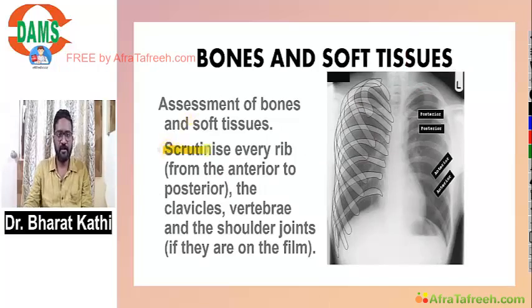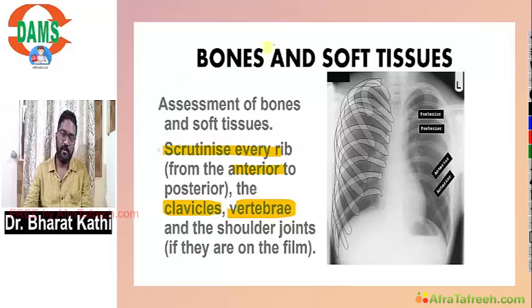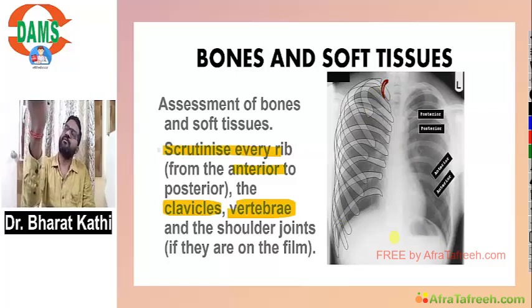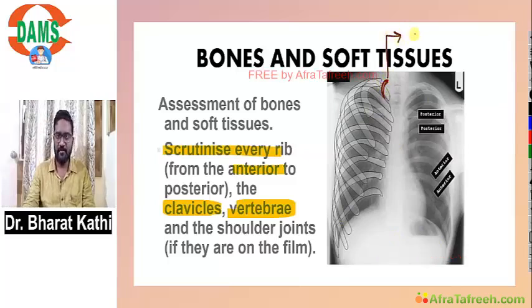Scrutinize every rib from anterior to posterior. From anterior to posterior, the ribs, clavicles and vertebra. Now in a few exams, they can give a chest x-ray showing an accessory rib. You will be looking at the complete chest x-ray thinking what is the abnormality, but there might be an accessory rib, also called a cervical rib. This never ever forget.